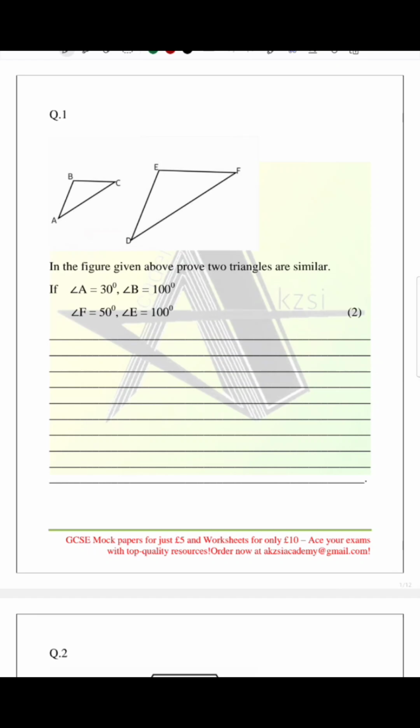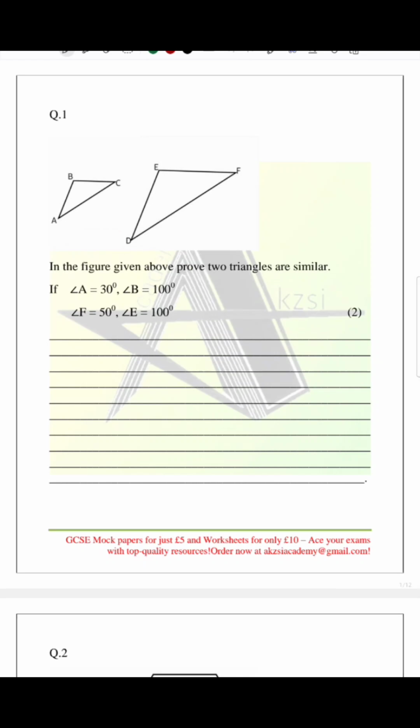So let me start with question number 1. In the figure given above, prove two triangles are similar. Whenever we prove the similarity of triangles, it's by AA, AAA, SAS, or SSS similarity.